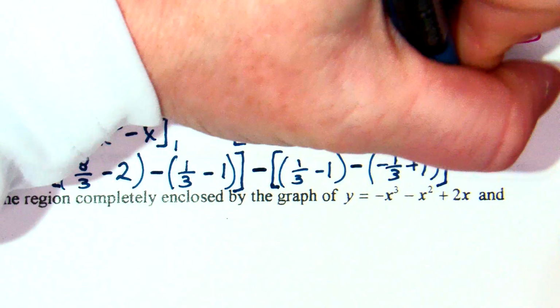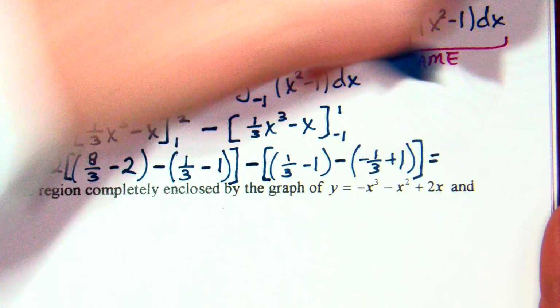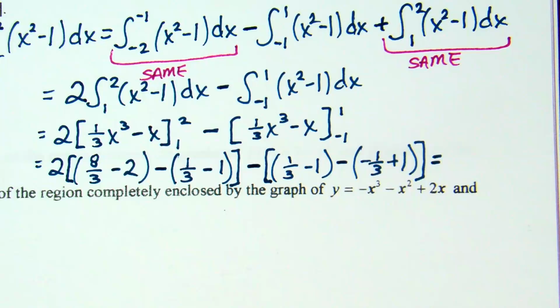I wrote a little bigger than I should have because I should have room for another line of work, and I don't. Yikes. What did I do differently? Okay. Trying to decide what the best way to do this is.